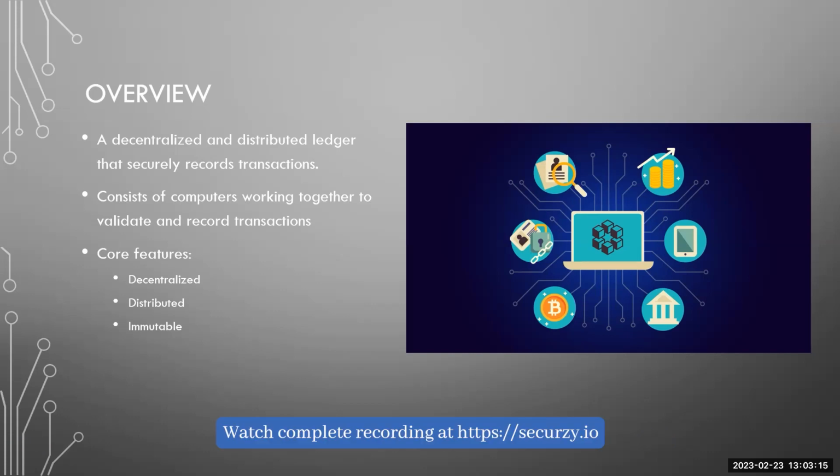So the first definition that we're going to talk about is that blockchain is a decentralized, distributed ledger technology that enables secure and transparent transactions without the need for any intermediary. At its core, blockchain is characterized by three key features. These features are decentralized, distributed, and immutable. So let's discuss each of these core features.